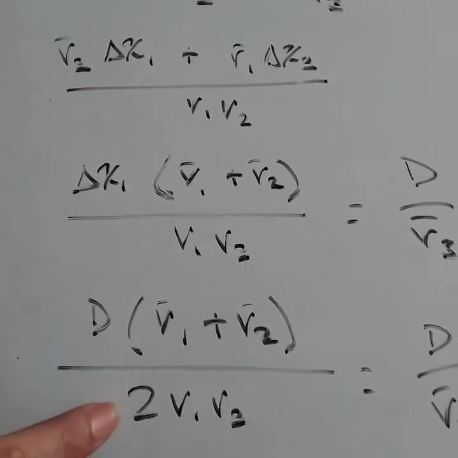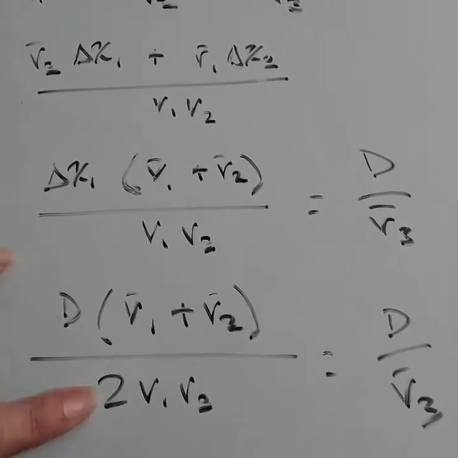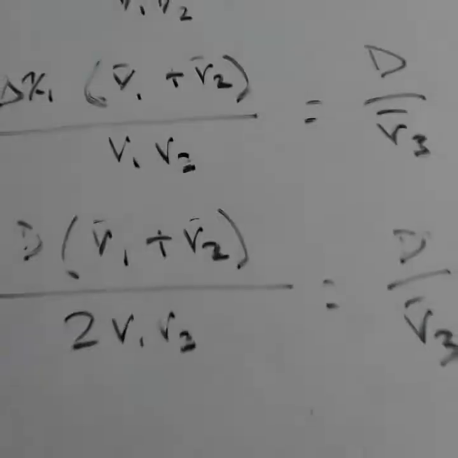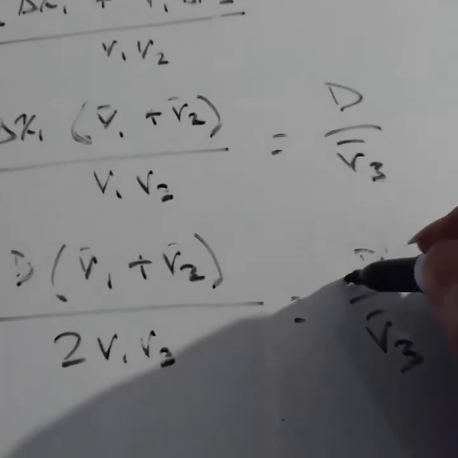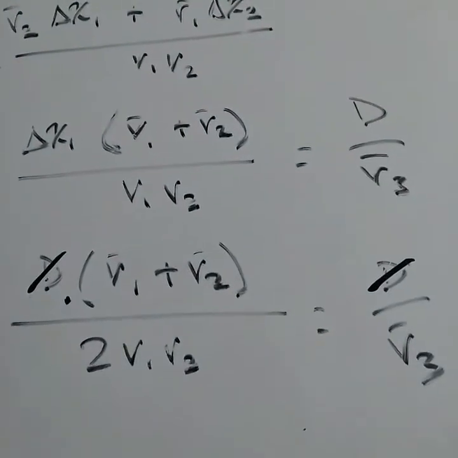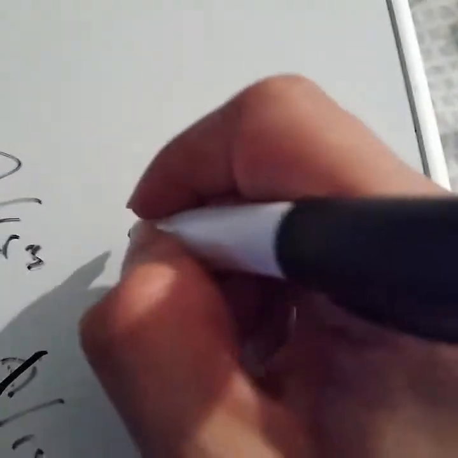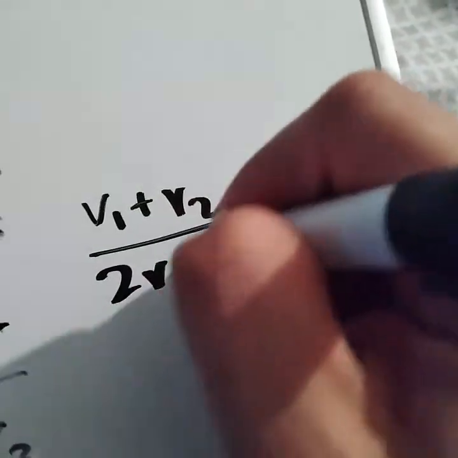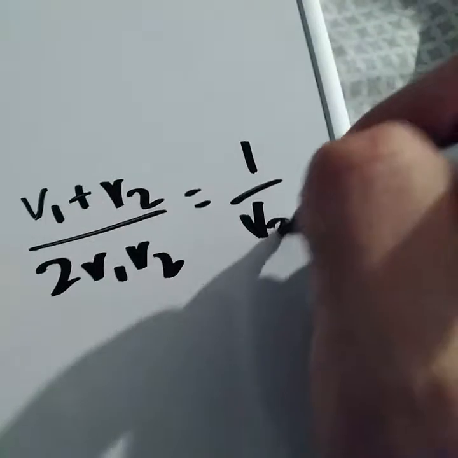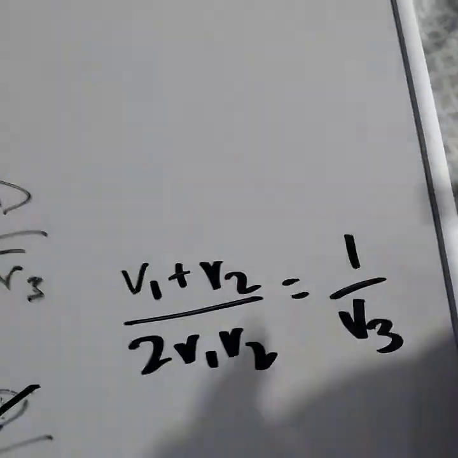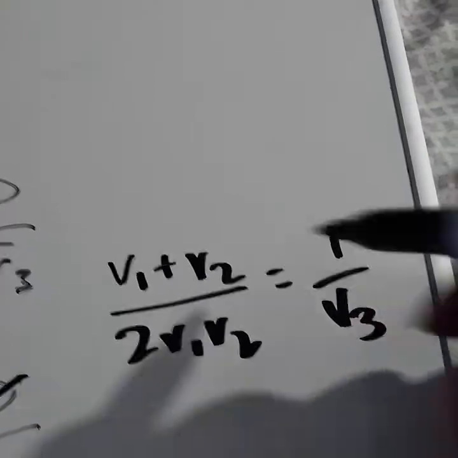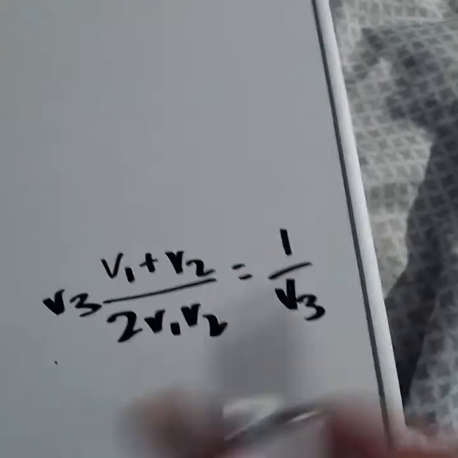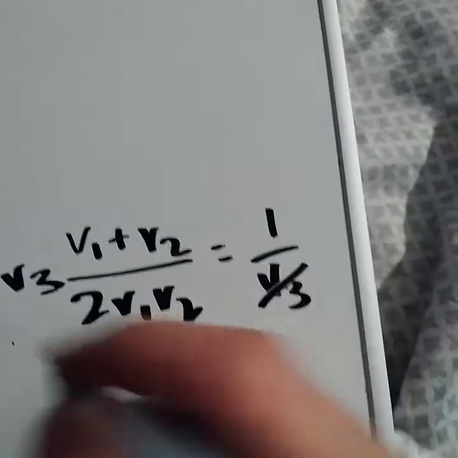So that goes there. Now we have this. We're going to divide by d, and that's going to cancel out. Now rewriting this, we have v1 plus v2 over 2 v1 v2 is equal to 1 over v3. Now we're going to multiply by v3, so v3 goes here and goes there. That cancels. We're going to divide by v1 plus v2.